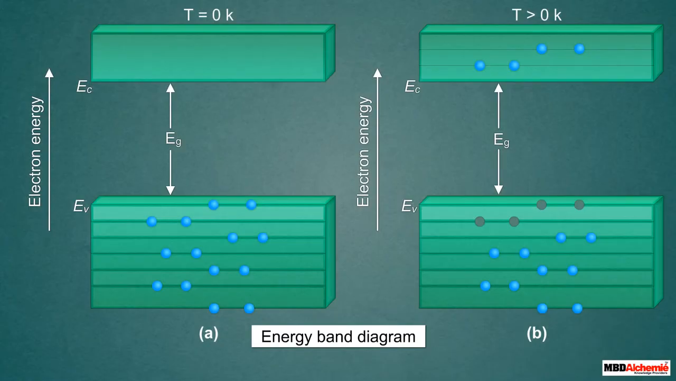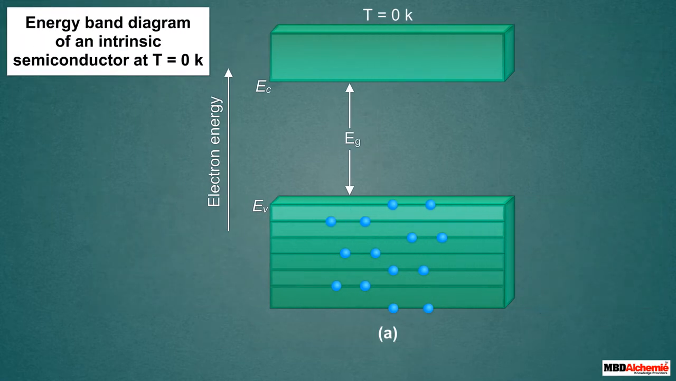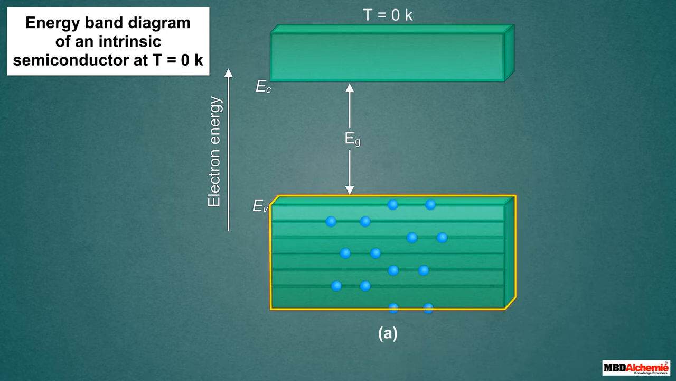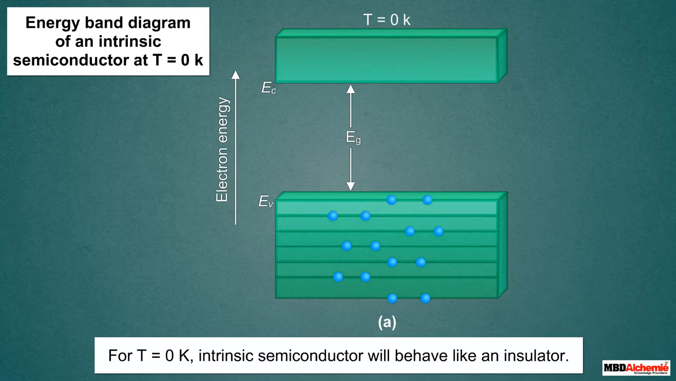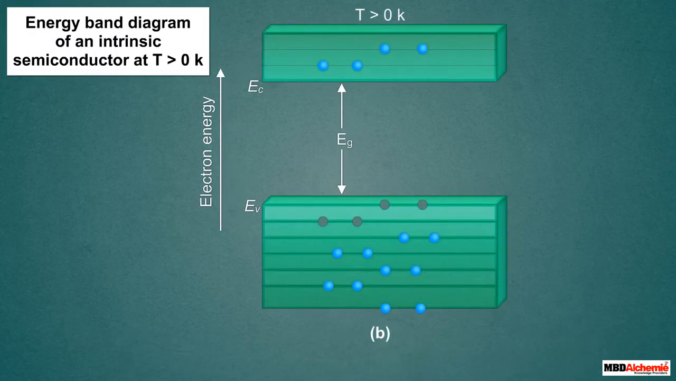Let us now understand the conductivity of an intrinsic semiconductor at 2 different temperatures with the help of an energy band diagram. This is how the energy band diagram of an intrinsic semiconductor looks like at temperature of 0 Kelvin. All the electrons are in the valence band and the conduction band is empty. An intrinsic semiconductor will behave like an insulator at T equal to 0 Kelvin. The energy band diagram of semiconductors for T greater than 0 Kelvin is as shown in figure B.